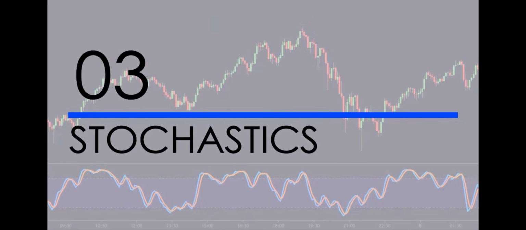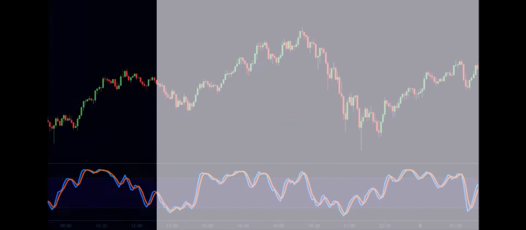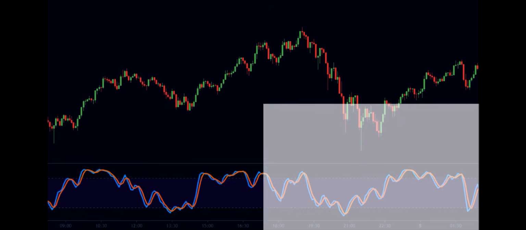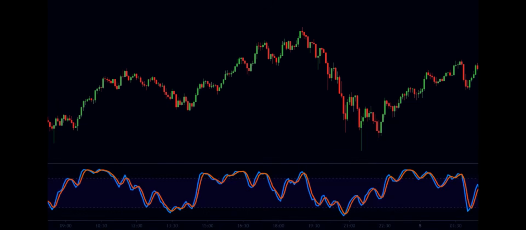The third and the last indicator that we will use is the stochastic indicator. The stochastic indicator is a simple oscillator that compares the current price of the asset with the highest and the lowest price over a particular period of time. The default value of the stochastic oscillator is 14.